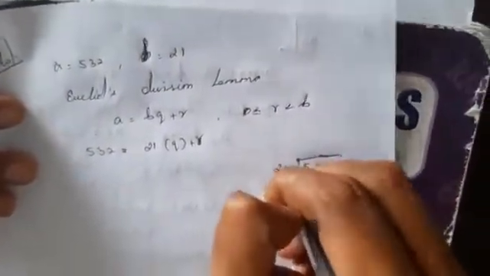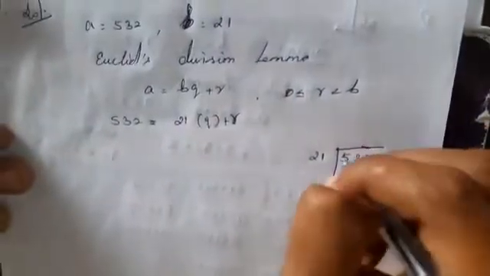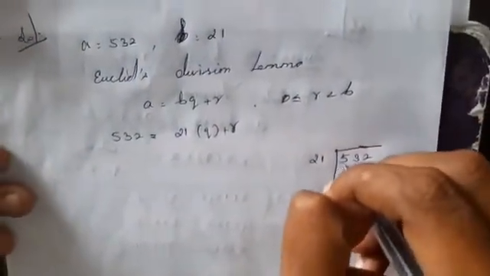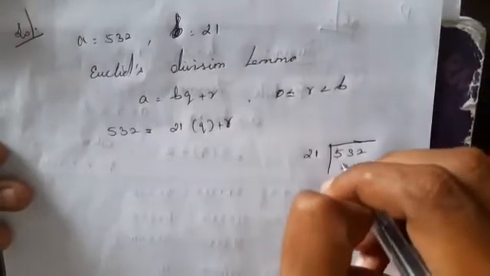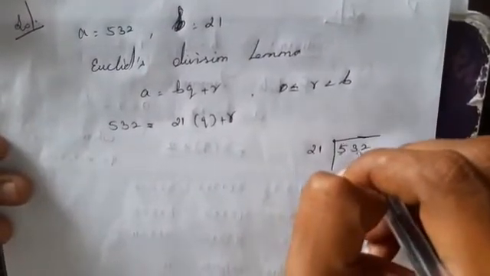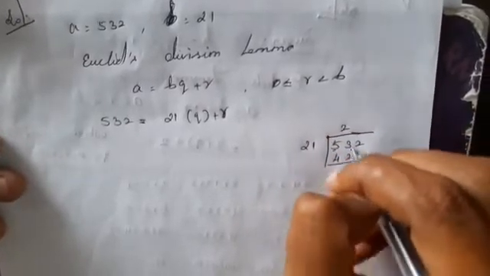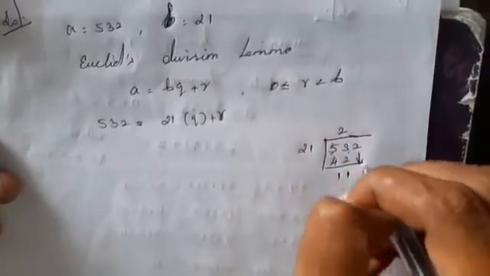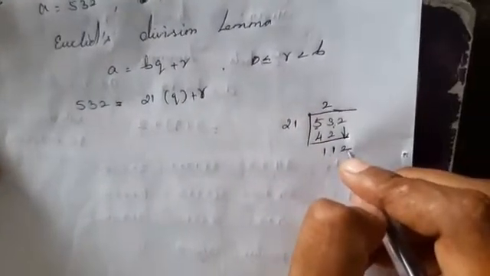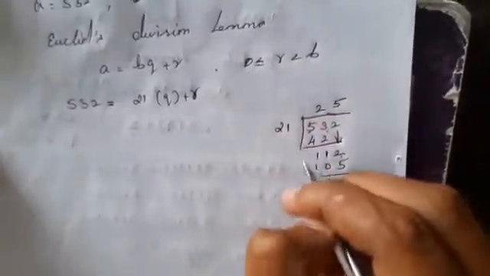532 divided by 21. So first one, single digit, divisor is a 2-digit number. After you take 2-digit numbers, 53. How many times? 2 times. 2 into 21, 42. Remainder is 11. So bring down that 2, so 112. 112 divided by 21. How many times? 5 times. 1 5 is 5, 2 5s are 10. So remainder is 12 minus 5 is equal to 7.